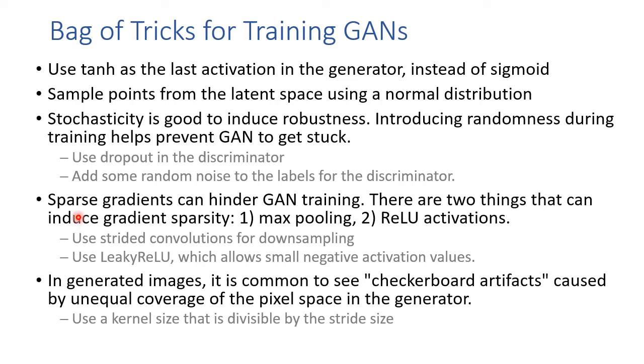Also, sparse gradients can hinder GAN training. There are two things that can induce gradient sparsity. First is max pooling, and then second is ReLU activation. We can use strided convolution for downsampling instead of max pooling. And we can use leaky ReLU, which allows small negative activation values. In the generated images, it's common to see checkerboard artifacts caused by unequal coverage of the pixel space. The solution is to use a kernel size that is divisible by the stride size. Those are the tricks for training GANs.